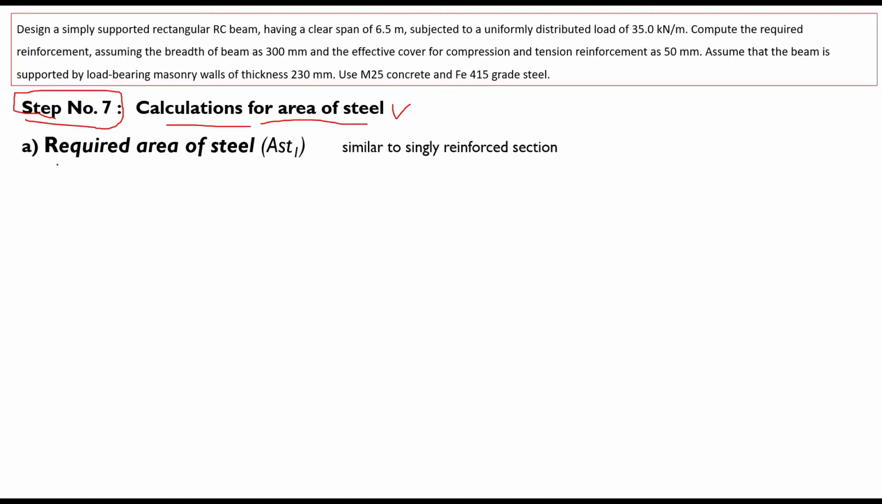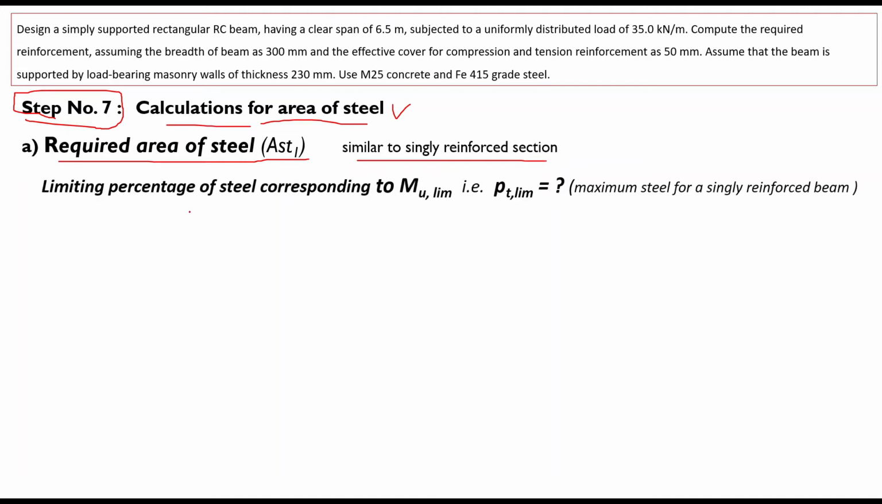So first of all, the first point is the required area of steel, AST1, which we have already illustrated. It is just like a singly reinforced section. The limiting percentage of steel corresponding to MU limited may be termed as PT limited. That means how much limiting percentage of steel you have to provide so that the section may be able to resist the ultimate limiting moment of resistance. So what should be the maximum steel for a singly reinforced section which we can provide? That will be termed as PT limited.